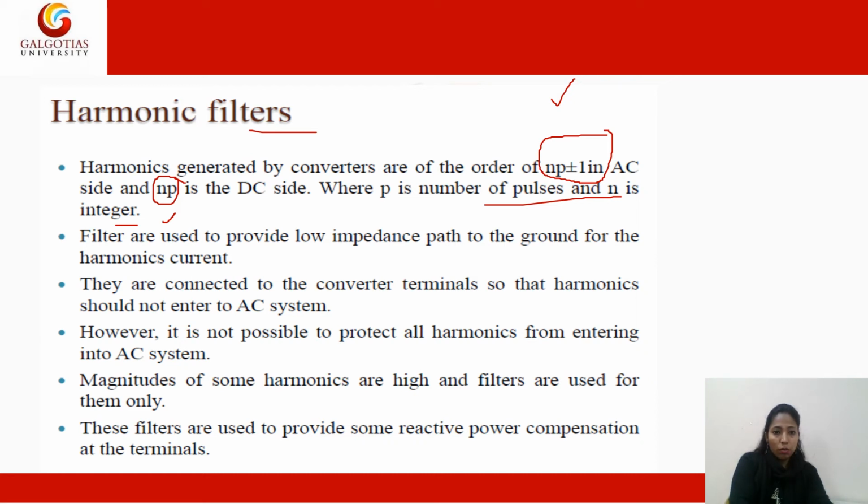The filters are used to provide a low impedance path to the ground for the harmonic current. They are connected to the converter terminal so that the harmonics do not enter the AC systems. However, it is not possible to stop all the harmonics from entering the AC system, but the magnitude of some harmonics is high and filters are used to reduce that magnitude. These filters also provide some reactive power compensation at the terminals. By providing the reactive power compensation, we can reduce the harmonics.